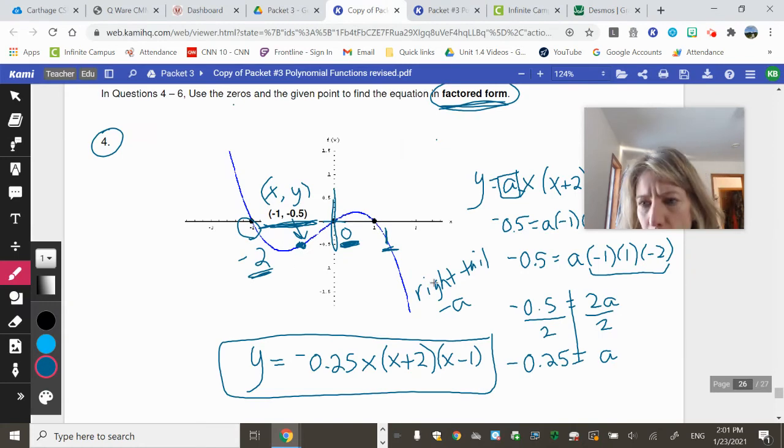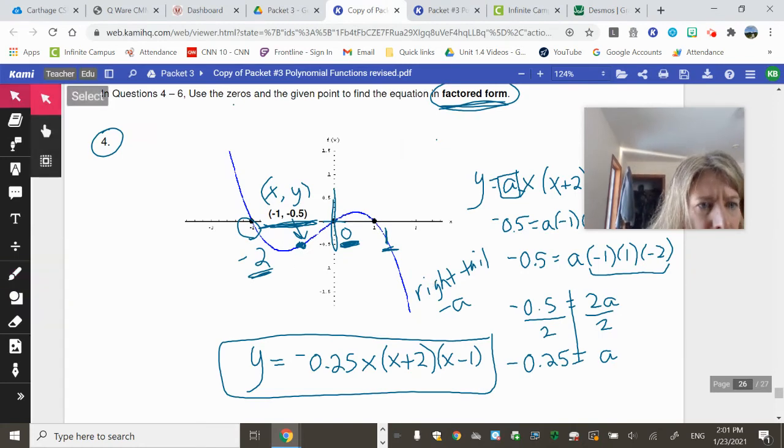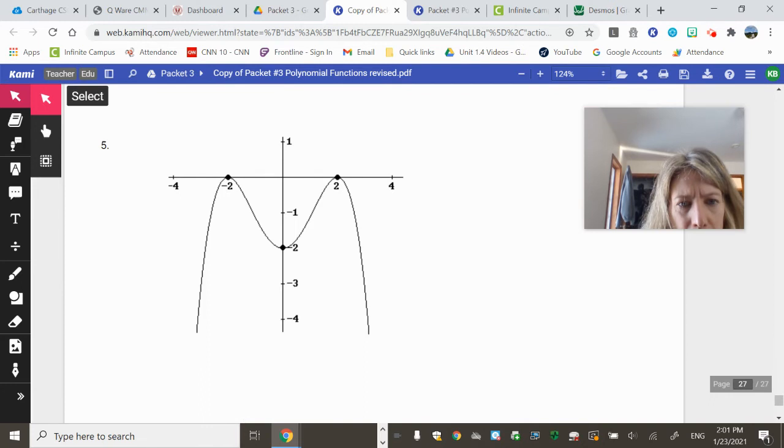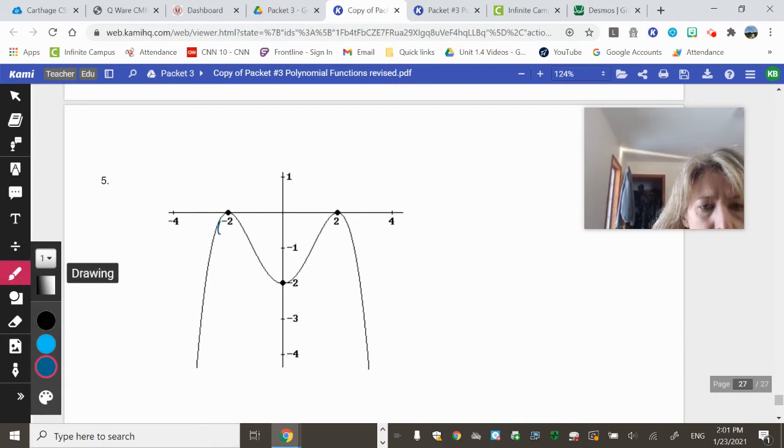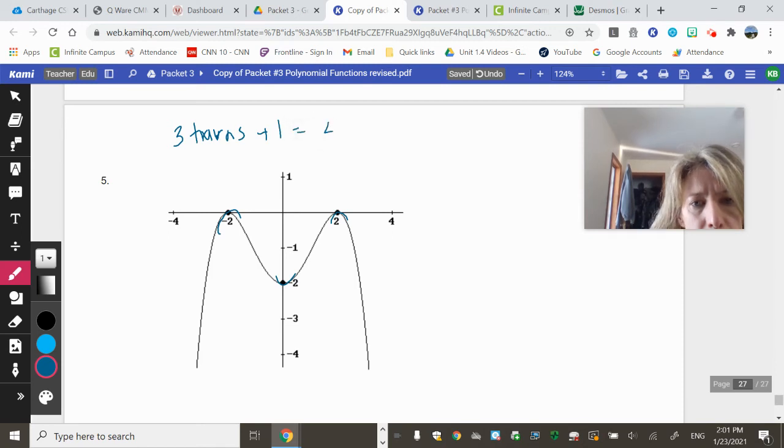All right, one more for the video. Okay, I'm also going to do number 5 with you because 5 is kind of unique. There's a couple things going on here. All right, so first of all, if we look at the number of turns, there's 3 turns here. So we have just 1, 2, 3. So we know it's 3 turns. So we add 1, and we know this is a 4th degree.